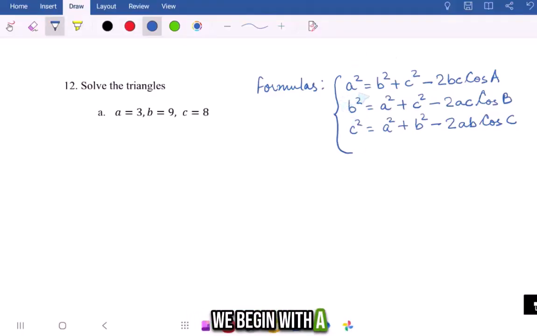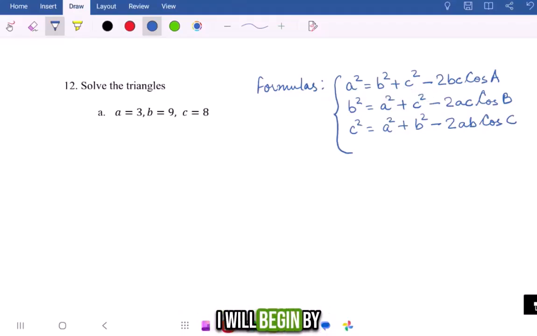We begin with a squared equals b squared plus c squared minus 2bc cos of a. B squared equals a squared plus c squared minus 2ac cos of b. And finally, we have c squared equals a squared plus b squared minus 2ab cos of c. We will begin by finding angle A first. Therefore, we have to choose the formula which has angle A in it, and that would be the first formula, a squared equals b squared plus c squared, and so on.